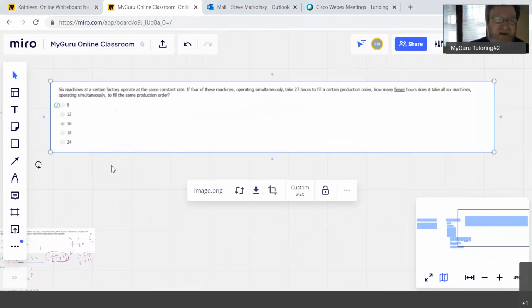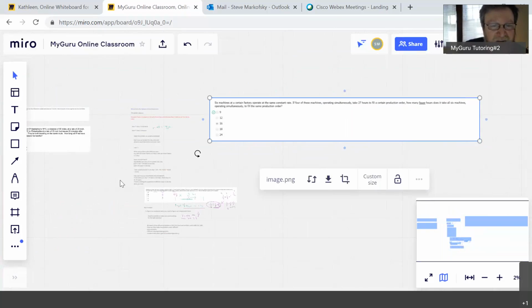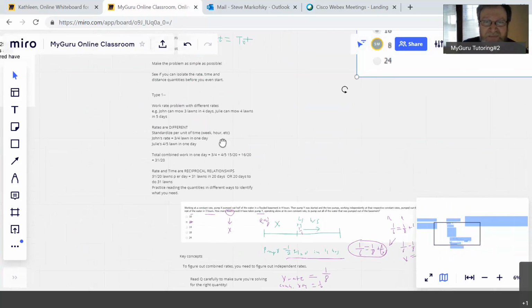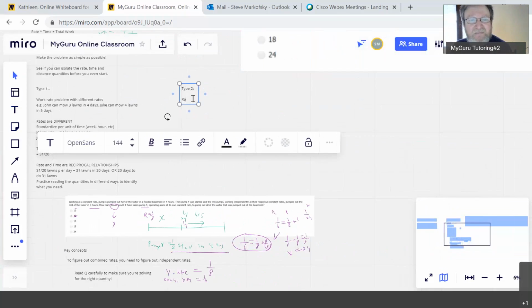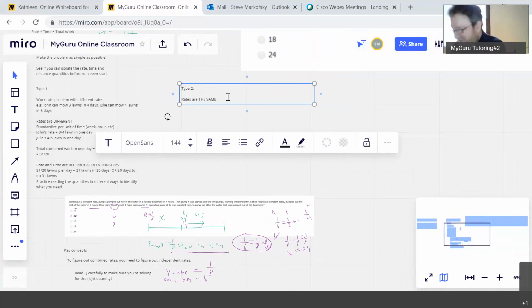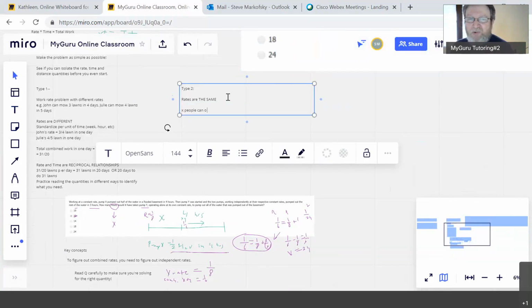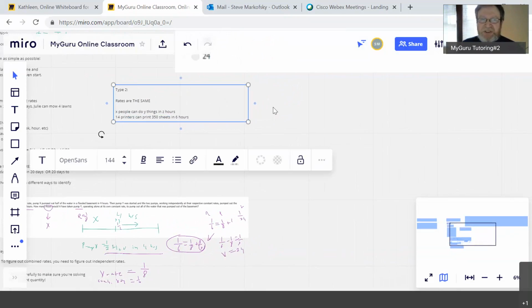Okay, so second kind of problem, and before we talk about that problem, let's go back to this bit right here, to the second type of problem, which is where instead of having the rates being different, the rates are going to be the same. What do these kinds of problems look like? This is going to be the kind where you've got, say, X people can do Y things in Z hours. So, say 14 printers can print 350 sheets in 6 hours or something like that. They're going to look like this. These are the kinds of questions where the rates are the same.